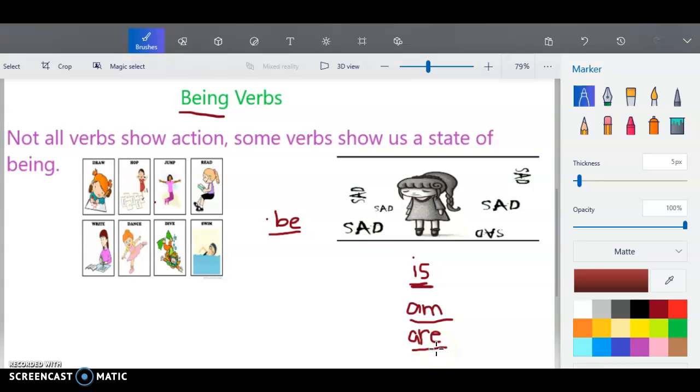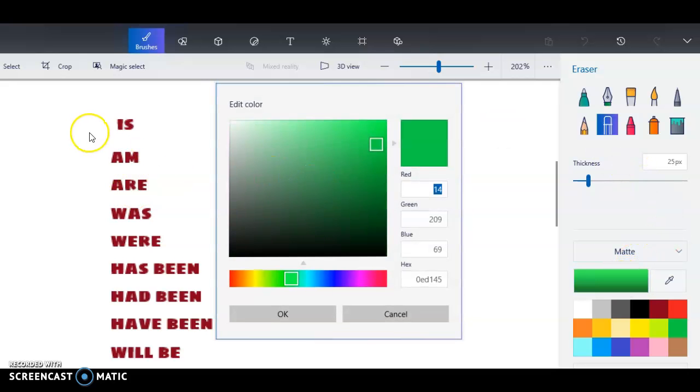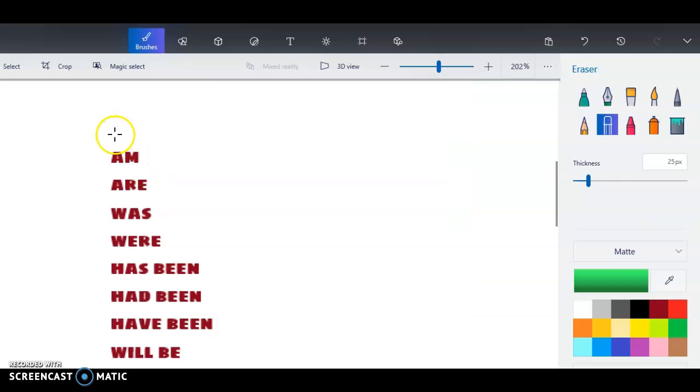There are many kinds of being verbs, and I'm going to show you a list of some very common ones. So we have the being verb is. She is sad. We have the being verb am. I am sad. We have the being verb are. They are sad. And then we have other kinds of being verbs here, but these also show us the time.